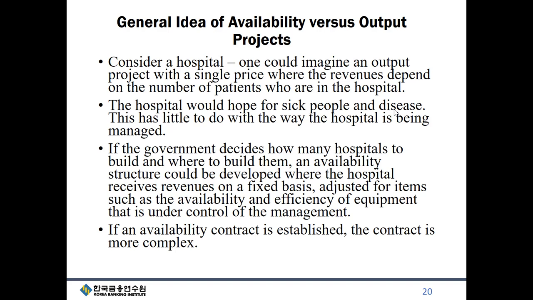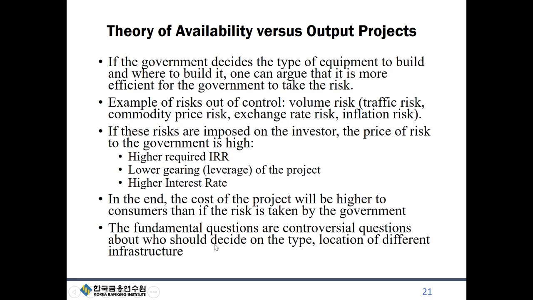But the government, maybe if they decide how many hospitals to build and where to build them, then it makes a lot more sense, perhaps, to use some kind of availability structure, where if you don't have a machine that's working, or if you don't clean the floors, if people slip on the floors, if there's dirt all over the place, then you should get penalized. And if you do a really good job, you should get a bonus. Nothing to do with how many patients you have. That would be an availability. And you get a fixed payment. And electricity plants or the capacity payment are exactly the same thing. Now, when you do this, the contract is a lot more complicated.